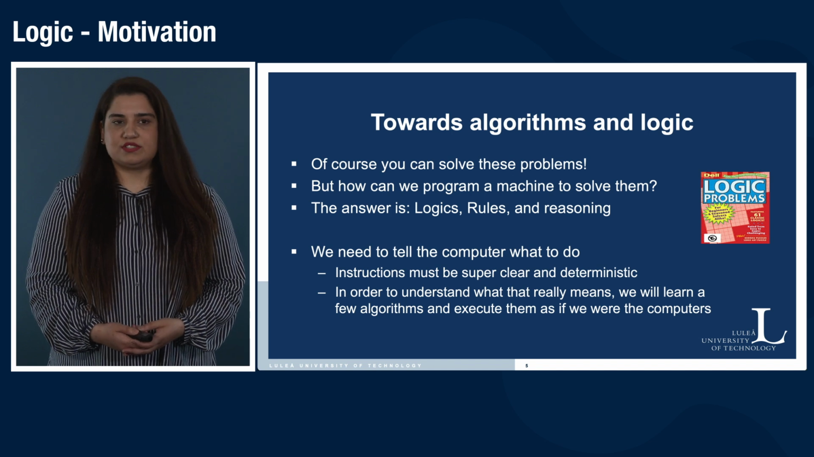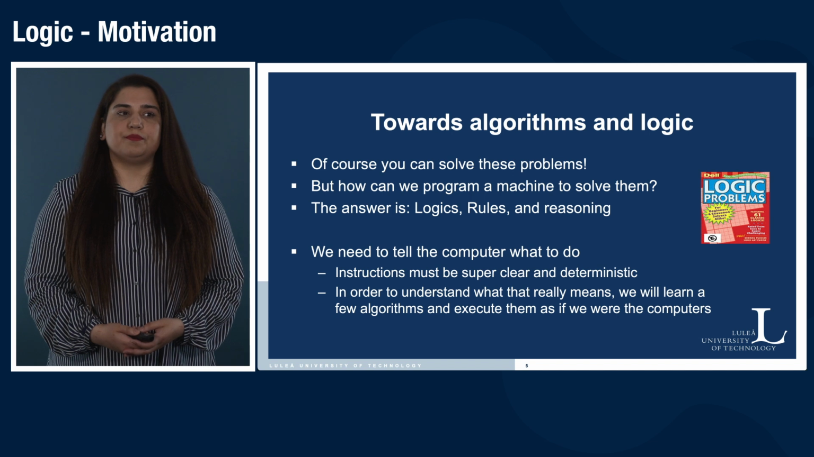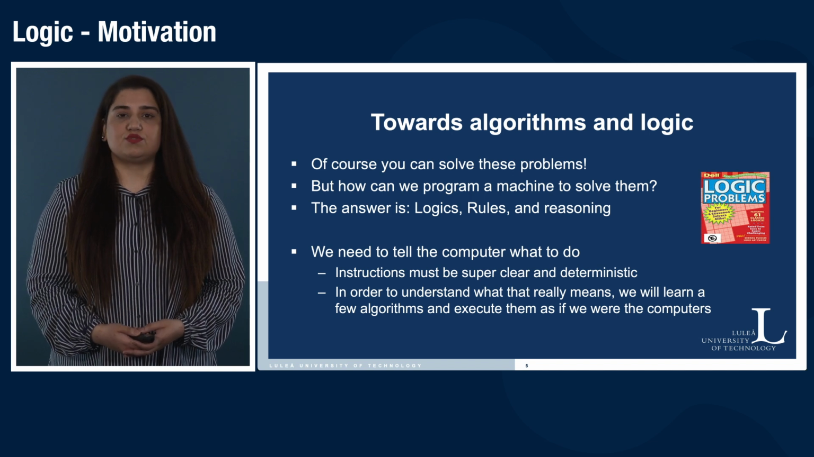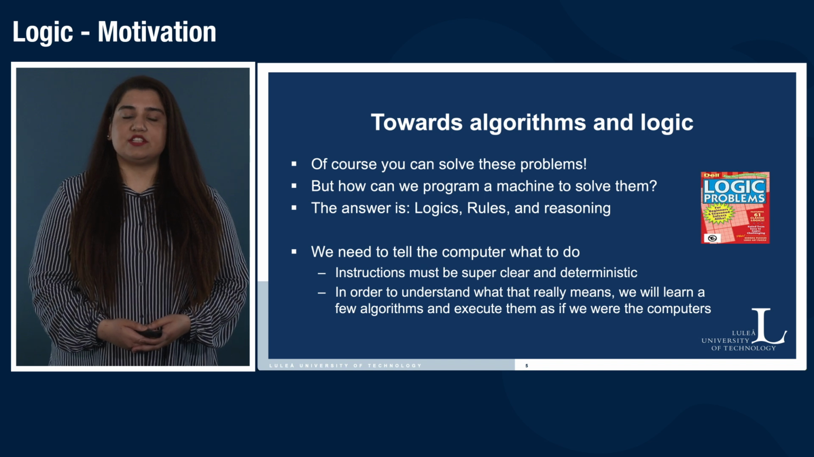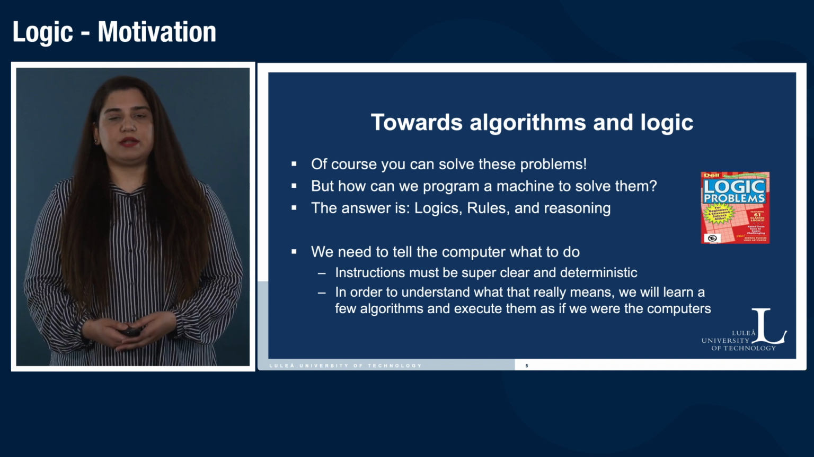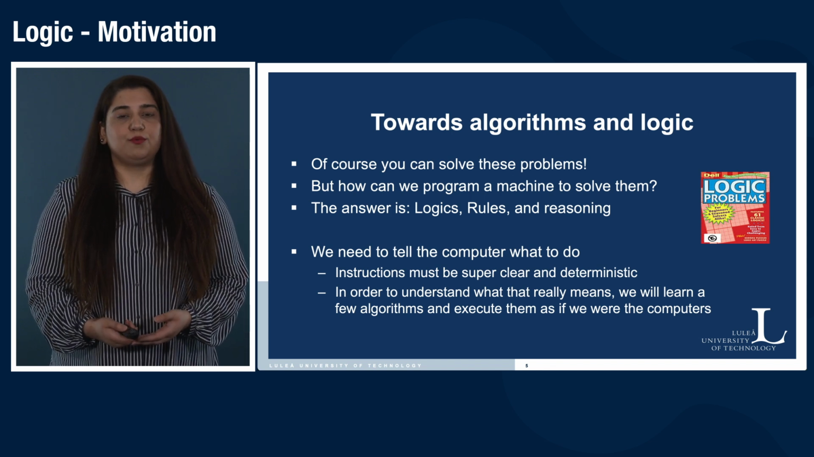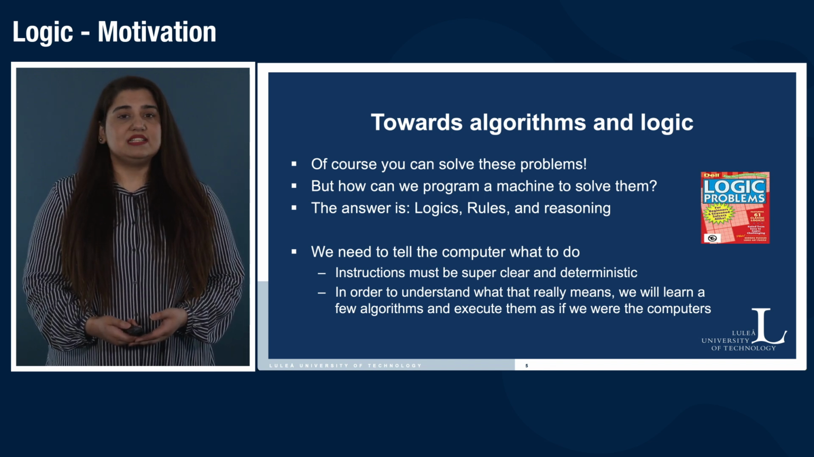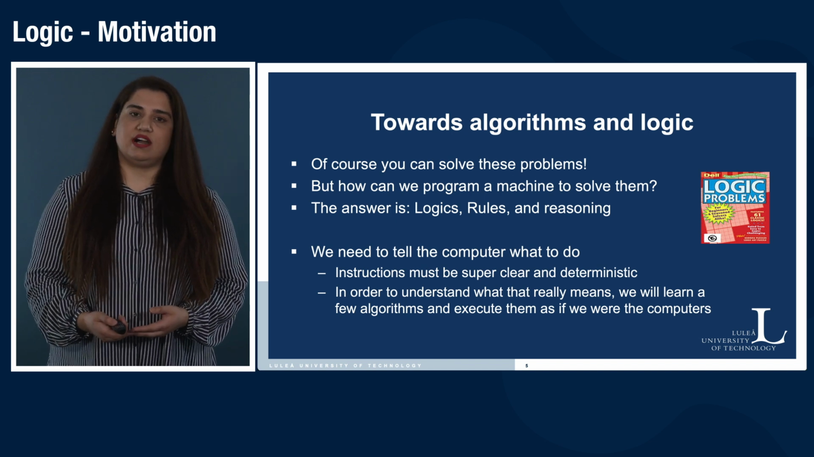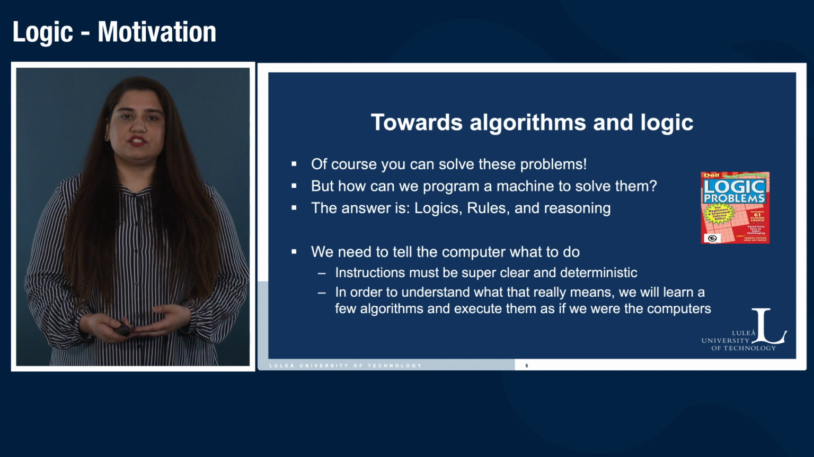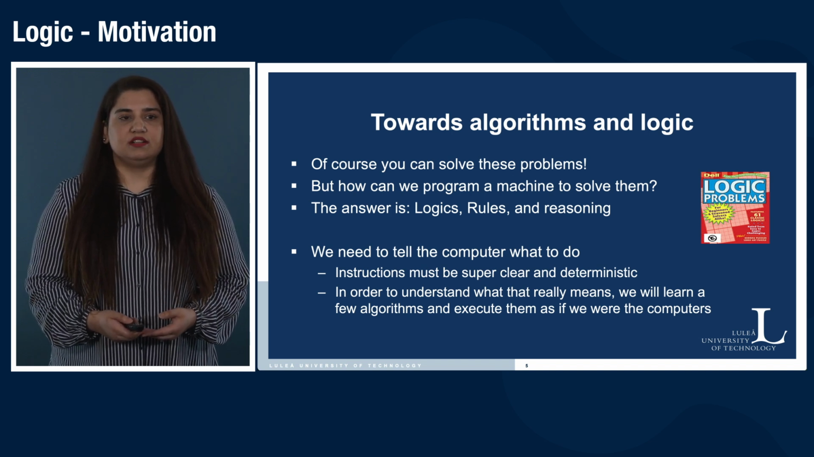So of course we can solve certain problems by inferring some results, but how can we program machines to solve them? Human beings can think, human beings can devise solutions, but here we have to train machines to think and to come up with their own programs to solve the problem. So the answer here is logic, rules and reasoning, and we have to teach our computers and agents to perform these actions in order to execute the desired task.